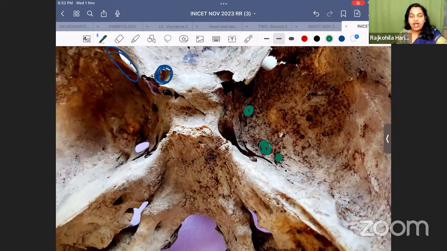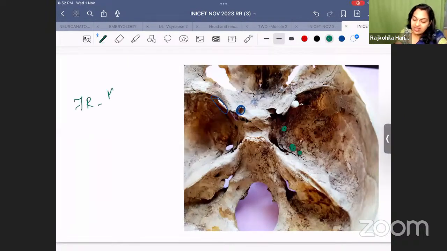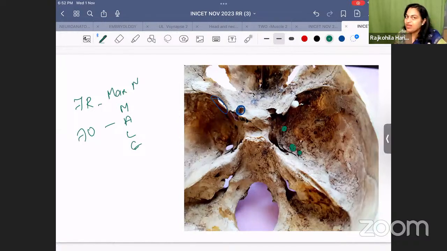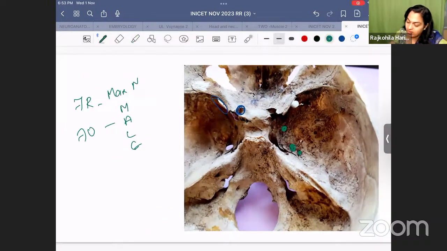What passes through foramen rotundum? A single structure, right? What is it? Maxillary nerve. What passes through foramen ovale? I'm sure, damn sure all of you will be knowing. Mandibular nerve, accessory meningeal artery, lesser petrosal nerve, emissary vein. Foramen spinosum transmits the middle meningeal artery and nervus spinosus, isn't it?